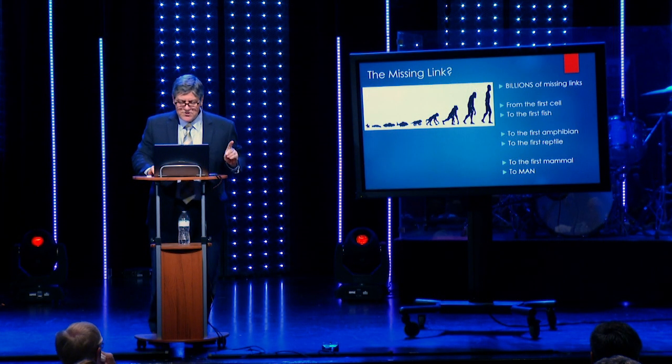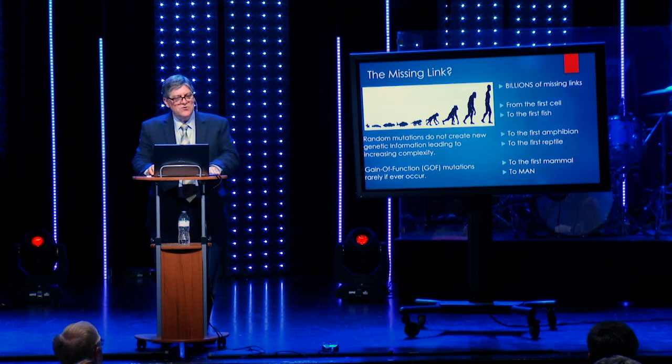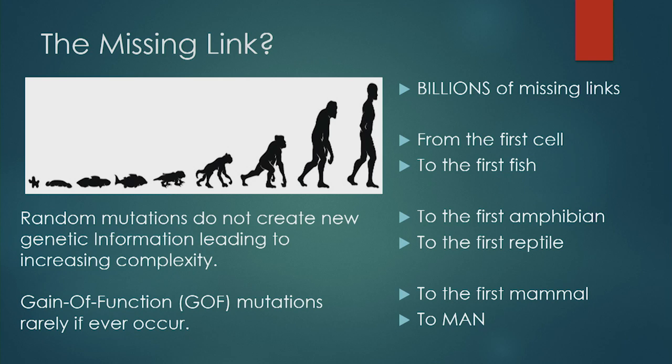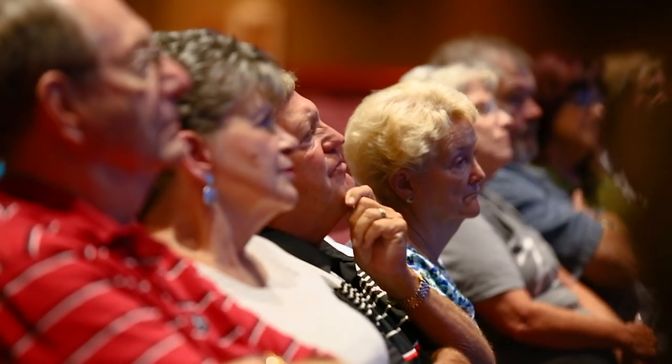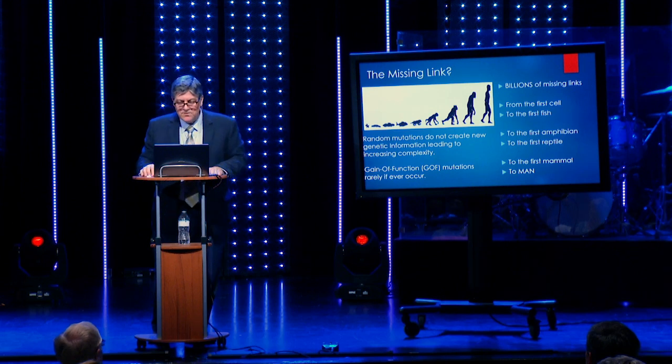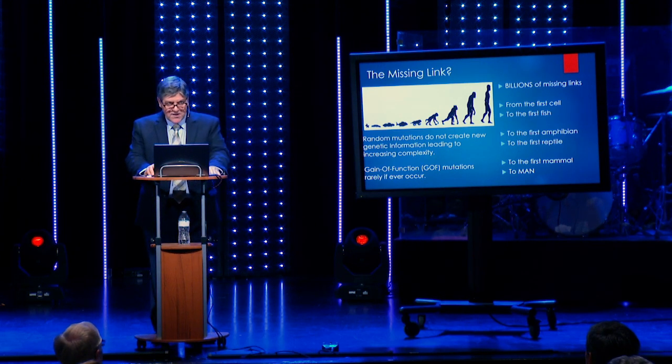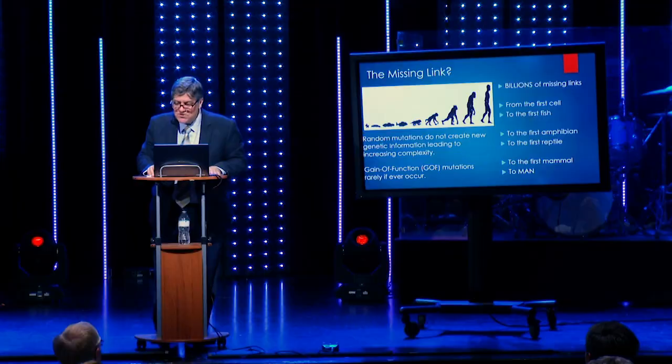Now, this is a key understanding right here, that random mutations do not create new genetic information leading to increasing complexity. We've never observed it, either with fruit flies or bacteria. In fact, what evolution would demand is that the series of mutations be gain of function mutations, because obviously you're becoming more complex, more genetic information is required as you go up that food chain, from the single cell to the fish to the amphibian. Each would require not just random mutations, but gain of function mutations, and they just don't happen. In fact, the vast majority of mutations are either insignificant or dangerous. Natural selection, as it's always talked about, simply preserves the genetic integrity of the organism. It is not a creative force.